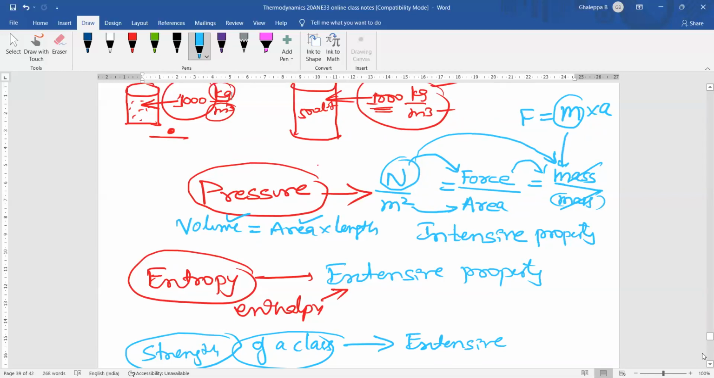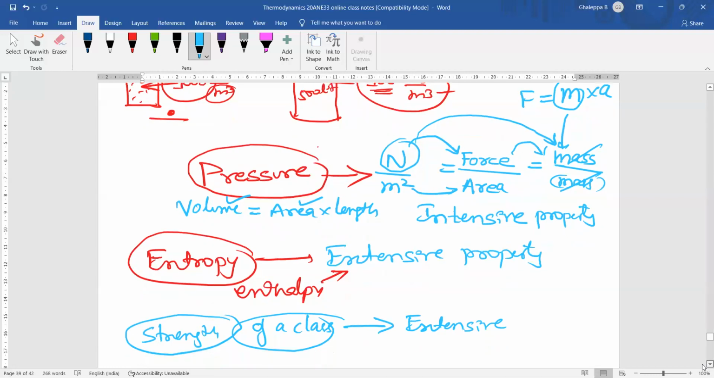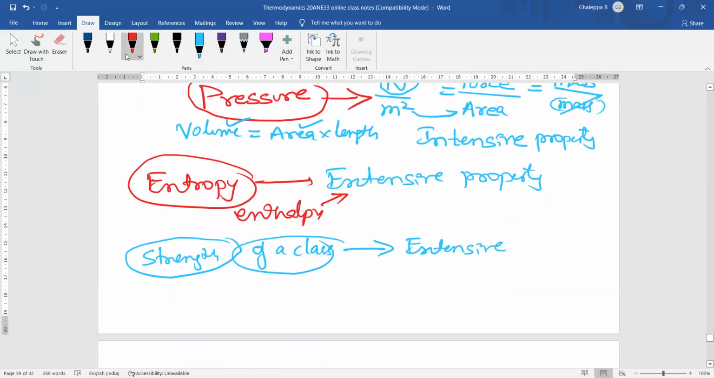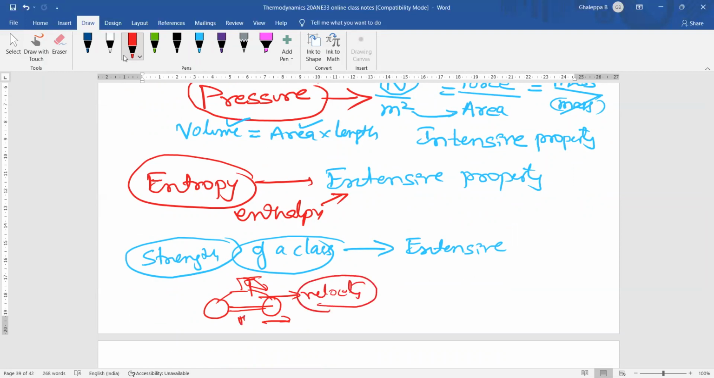Similarly, you tell me the velocity of a bike when it is moving on the road. Assume there is one bike, and one person is sitting on the bike. So this bike is moving with some speed, some velocity. Whether the velocity of the bike is intensive or extensive, it is moving, it is on the way. Will the velocity of the bike change with respect to mass? It will not change because it is moving. So it is intensive.